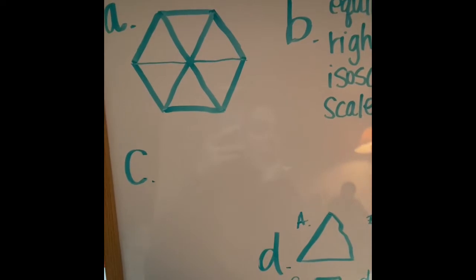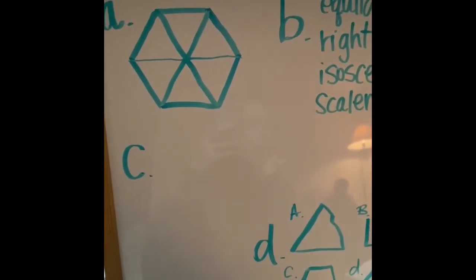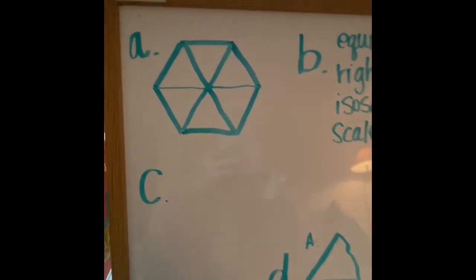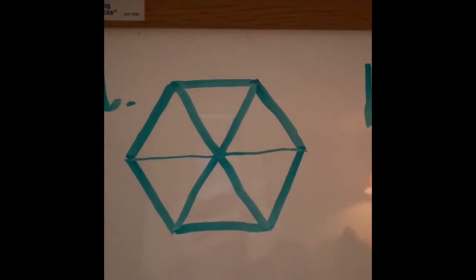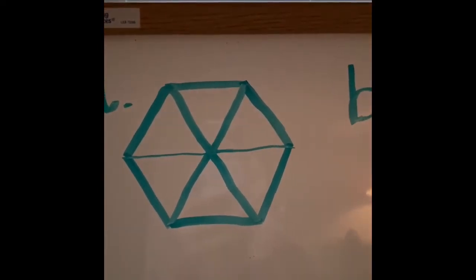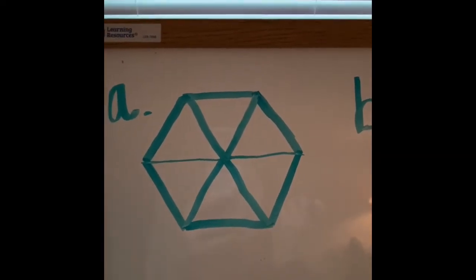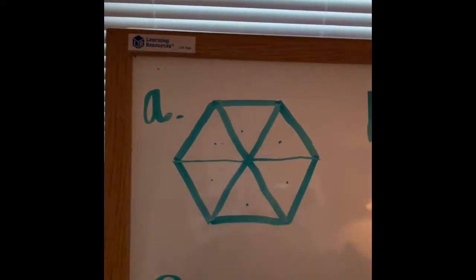A says, Kristen fit triangular pattern blocks together to make a hexagon. How many triangles did she use? So this is the hexagon that I have made. And one way to figure out how many triangle blocks I've used is by counting them. And I could go 1, 2, 3, 4, 5, 6.